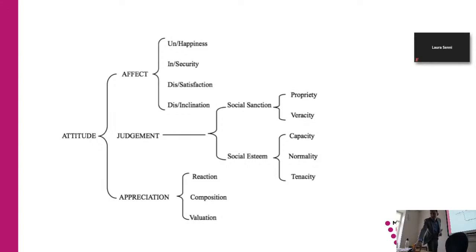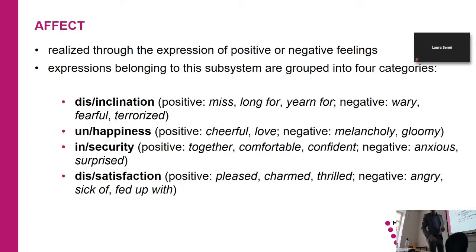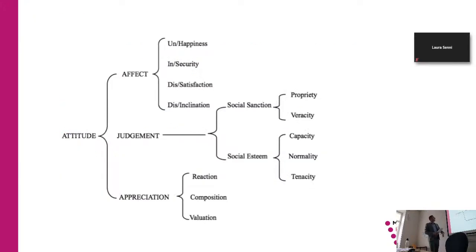So affect, we have happiness or unhappiness, security or insecurity, satisfaction or dissatisfaction, and inclination or disinclination. And you can see some examples here. For example, when speaking about inclination, this includes words like miss someone, long for something, yearn for something. Happiness: cheerful, love, for example. Security: together, comfortable, confident. And satisfaction: pleased, charmed, thrilled, and so on. So this was affect. Now let's move on to judgment.